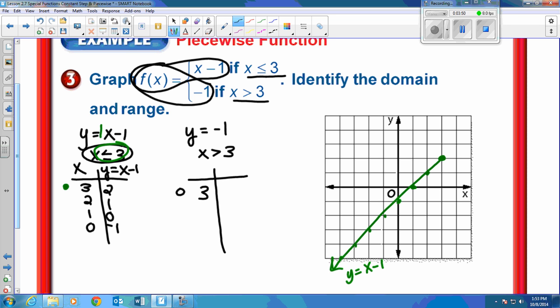So you may want to write a big note to yourself. Even though 3 is not included, graph it with an open circle, in giant letters, because that's the biggest way you're going to make a boo-boo.